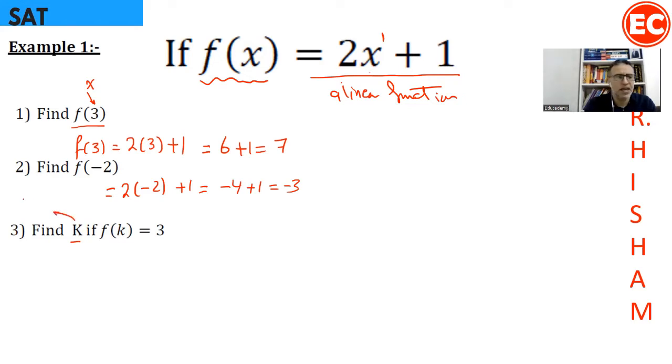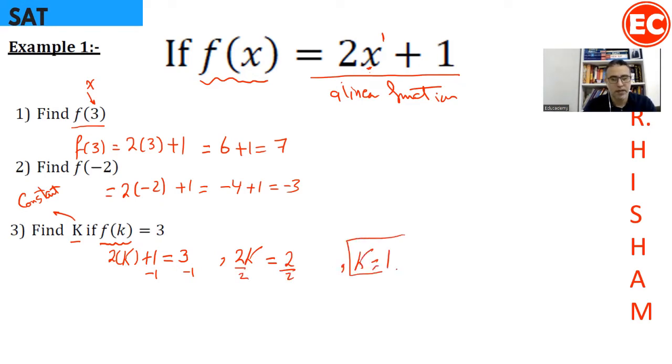Third question, find the k, or a, or b, or c, a constant. So k here represents a constant, in the case of f of k is equal to 3. As we notice here, f of k means replacing x with k. So 2 multiplied by k plus 1, and the whole equation is equal to 3. So let's solve this equation together. 2 multiplied by k is 2k, plus 1 equals 3. Subtract 1 from both sides, 2k is equal to 2. Divide both sides by 2, so k is equal to 1.